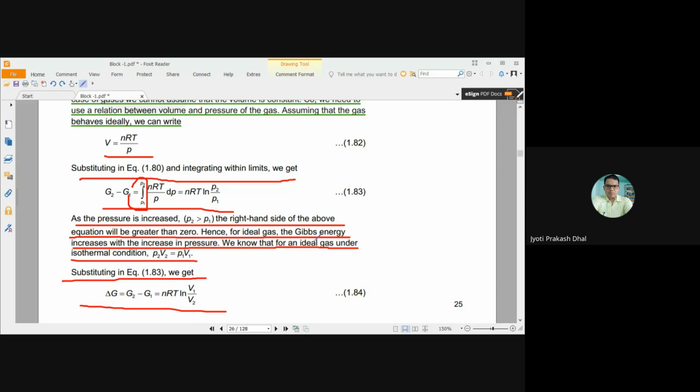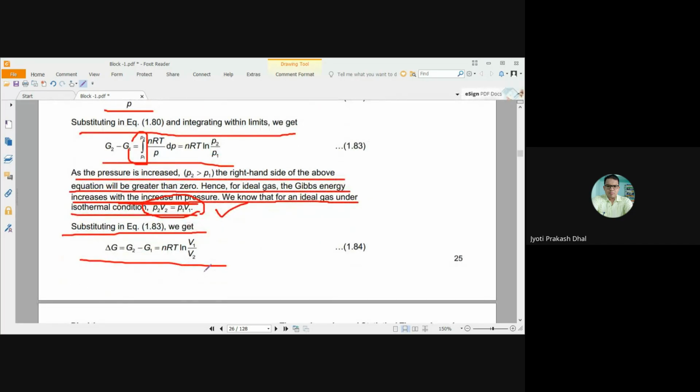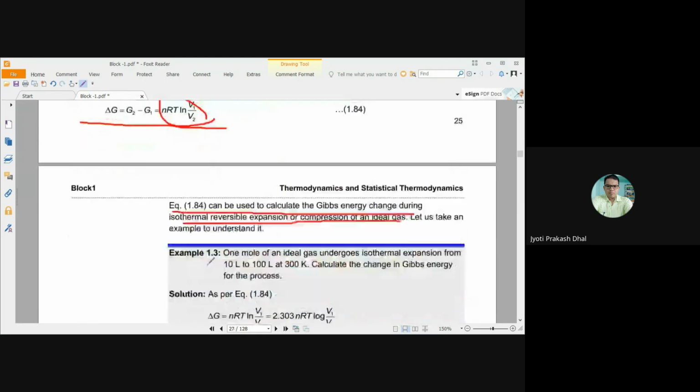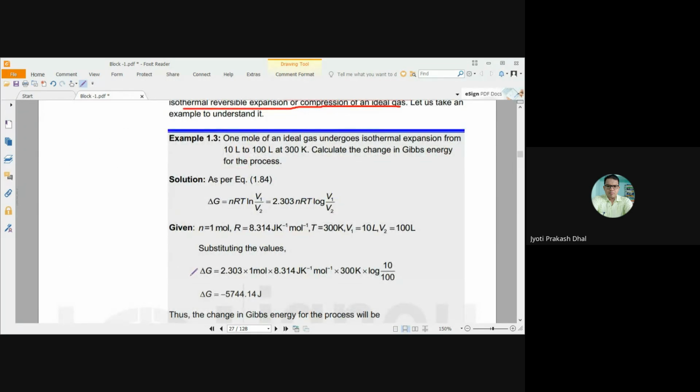Hence, for an ideal gas, the Gibbs energy increases with increase in pressure. We know that for an ideal gas under isothermal conditions, P2V2 equals P1V1. So instead of writing nRT ln P2 by P1, we can also write nRT ln V1 by V2. So here is a numerical question, a direct question.